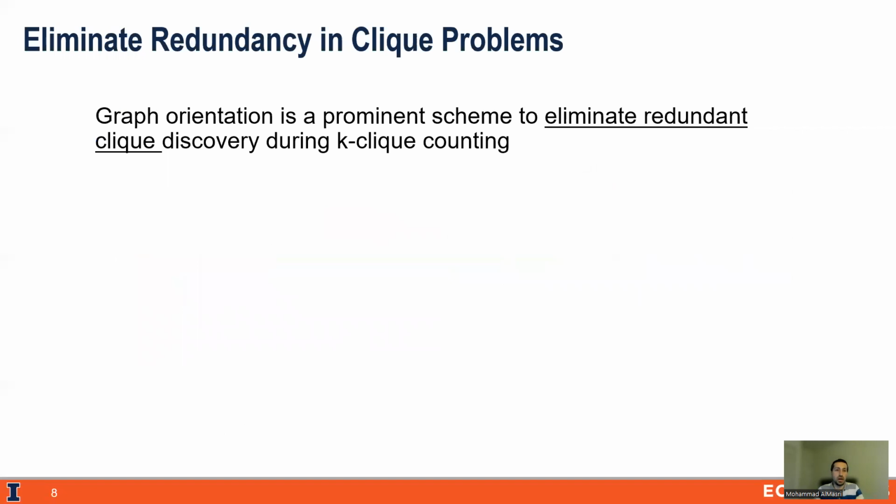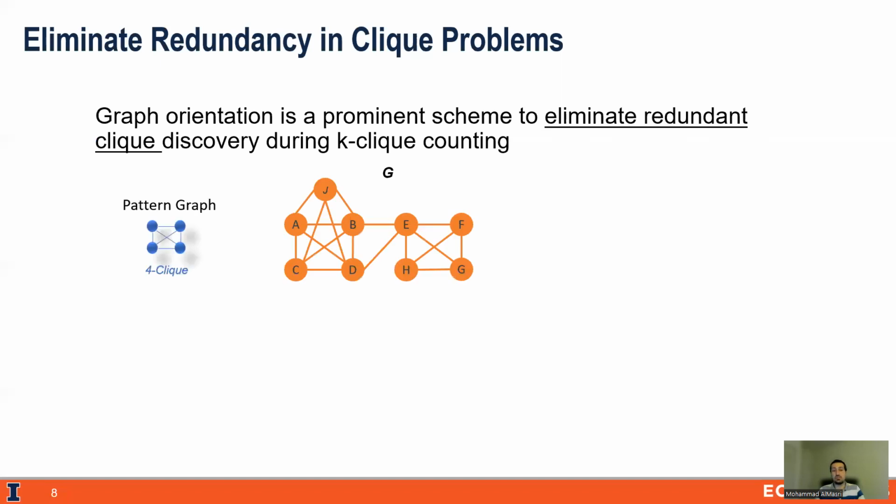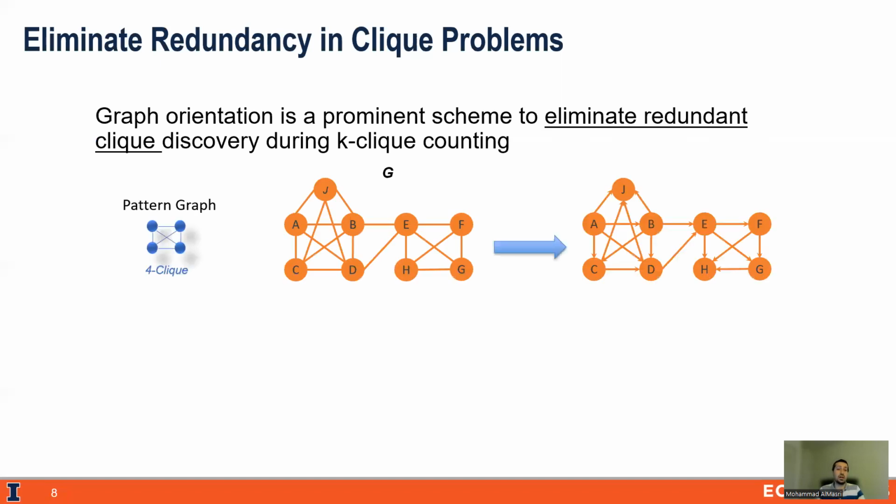Okay, so how do we eliminate redundancy in clique problems? There are different ways. One of the prominent ways to do that is graph orientation, and this is done by taking the undirected graph and converting or transforming it into a directed version based on some criteria like the vertex ID, vertex degree, or the vertex degeneracy order in the graph.